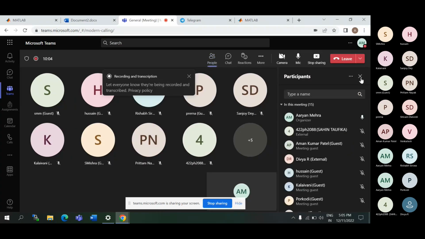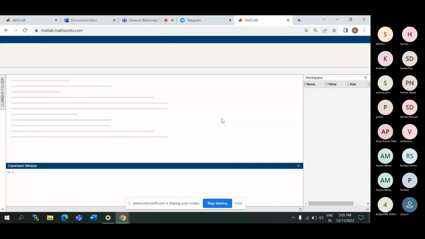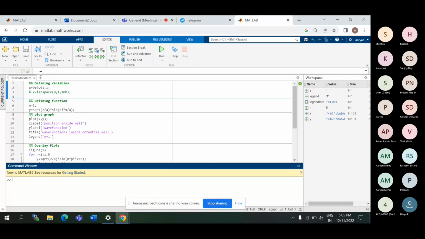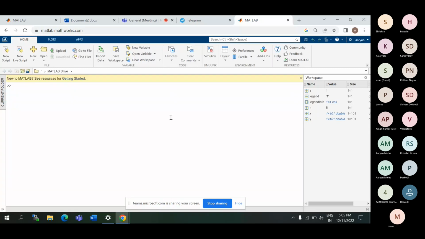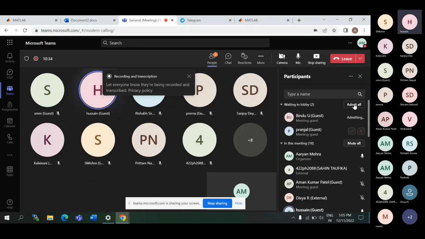If you go, something like this will show up. A very new page will come up in MATLAB. Before we begin, I want to close everything so that you get a feeling of how it will look. Nothing will be here. The window you are seeing in between is actually the command window.